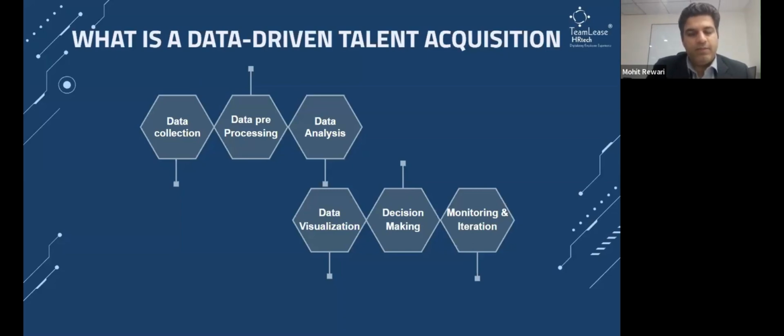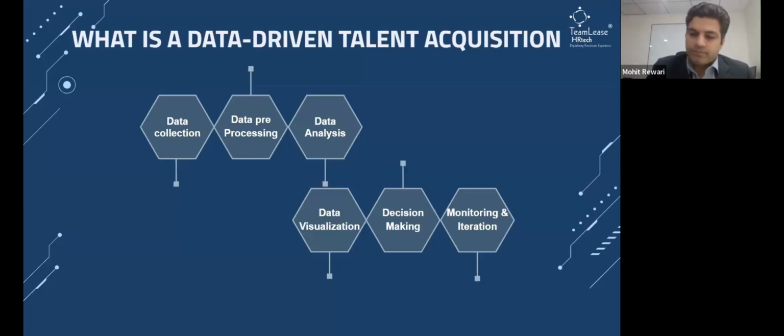And then there is the decision-making process, where the insights from the data are used to guide decision-making, and actions can be taken accordingly. And the last step, as most agile ways always iterate, is monitoring and iteration, basis the continuous collection of data and evaluating the impact of those, and then adjusting the necessary decisions. So these are the 6 major steps which become a part of data-driven talent acquisition.